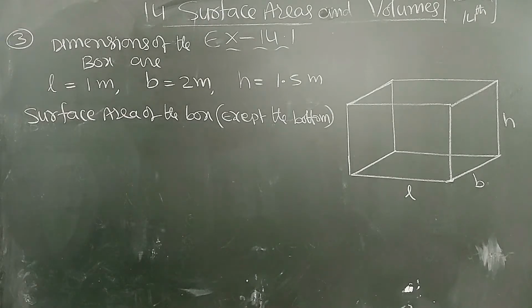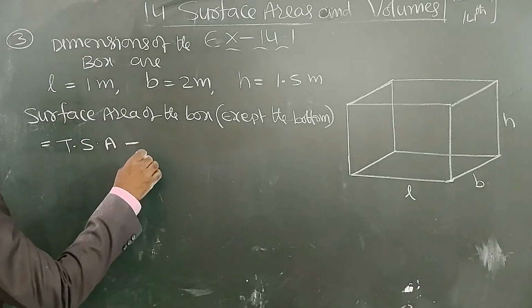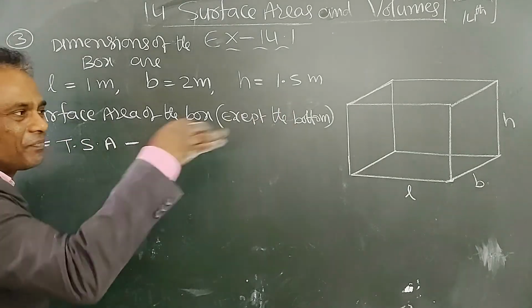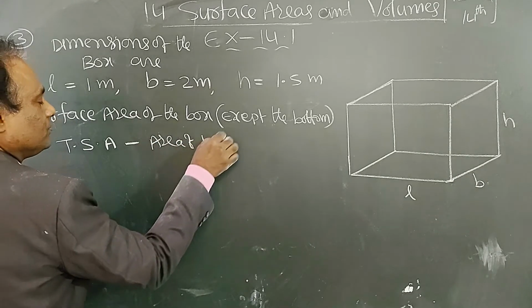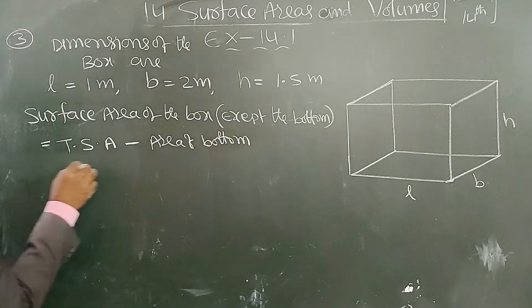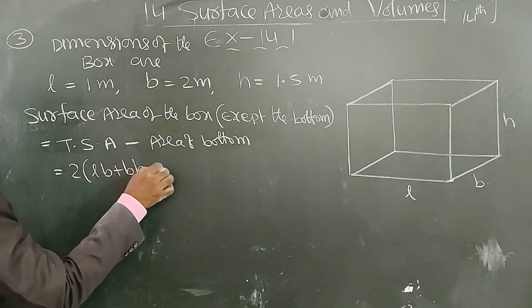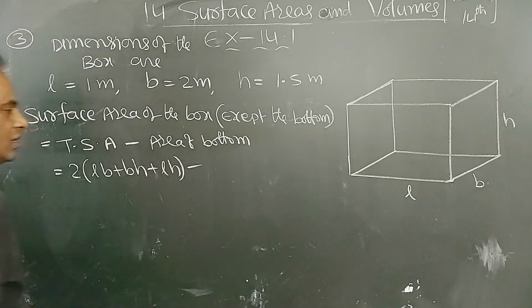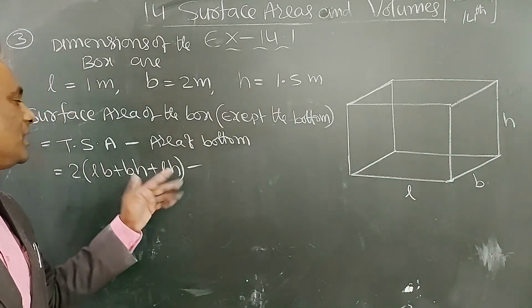So we can do like this. Total surface area minus the bottom area you removed. We are not painting the bottom. Area of bottom. So the total surface area formula is 2 into (LB plus BH plus LH), the area of all 6 faces.